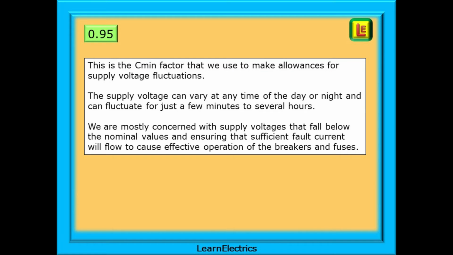0.95 is the C-min factor, the factor that we use to make allowances for supply voltage fluctuations. The supply voltage can vary at any time of the day or night and can fluctuate from just a few minutes to several hours. We are mostly concerned with supply voltages that fall below the nominal values and ensuring that sufficient fault current will flow to cause effective operation of the breakers and fuses.